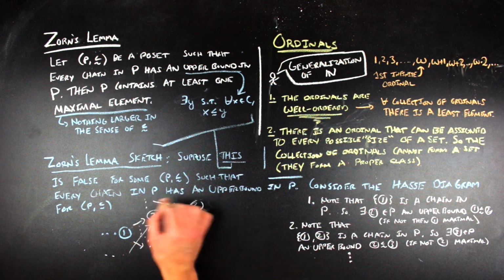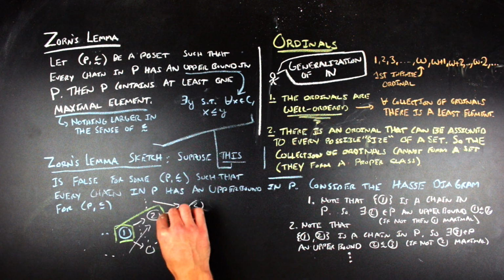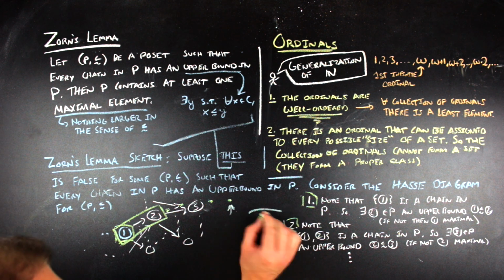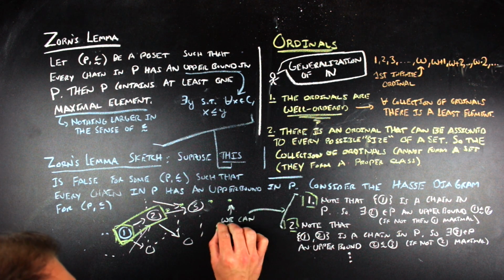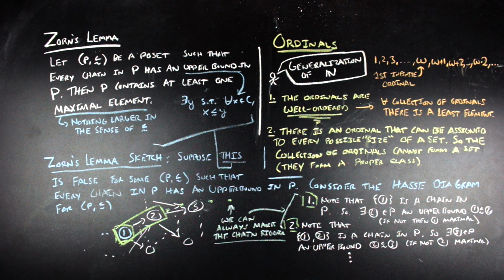But there's a problem here. So since we can form a new chain by taking the old chain all the way up to and including the upper bound of that chain, then we should be able to find another upper bound and continue to find bigger and bigger elements forever. And these elements are going to be well ordered. So there are going to be the same number of them as there are ordinals, because this process never ends.